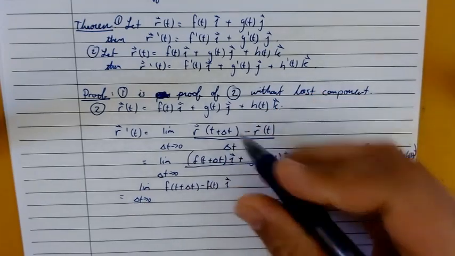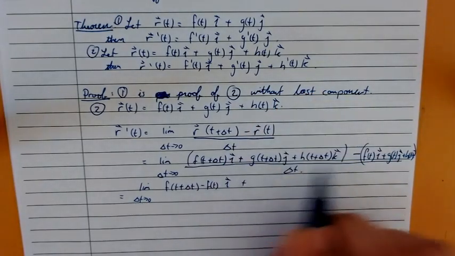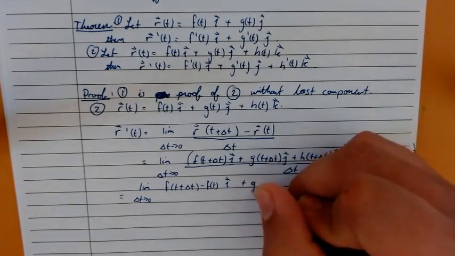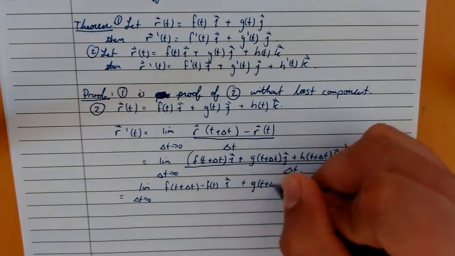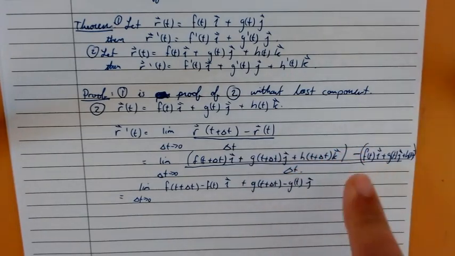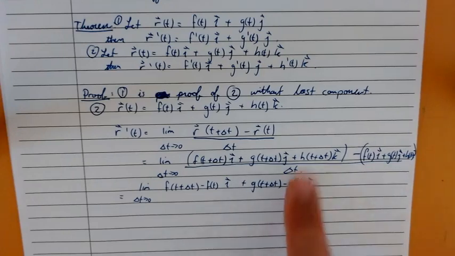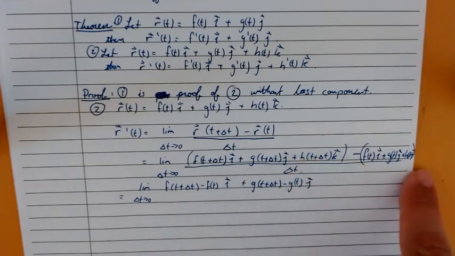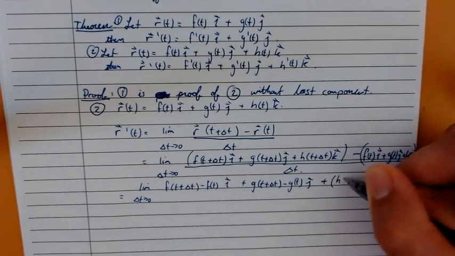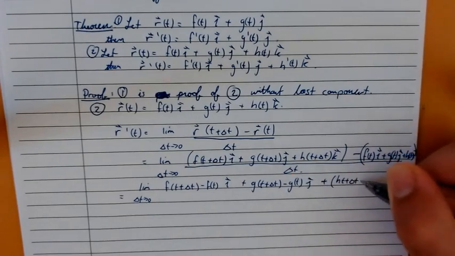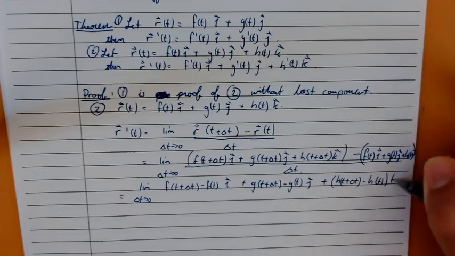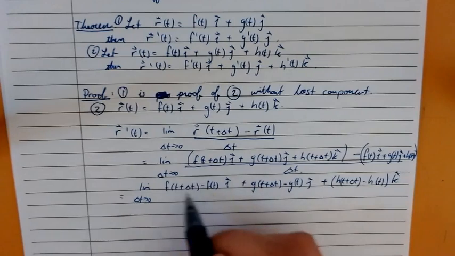i, plus, let's put these together. They're both multiplied by the unit vector j. So we can write this as g of t plus delta t minus g of t, j, right? We're subtracting that one, so minus g of t, and then h minus h right there. So plus h of t plus delta t minus h of t, k, all over delta t.